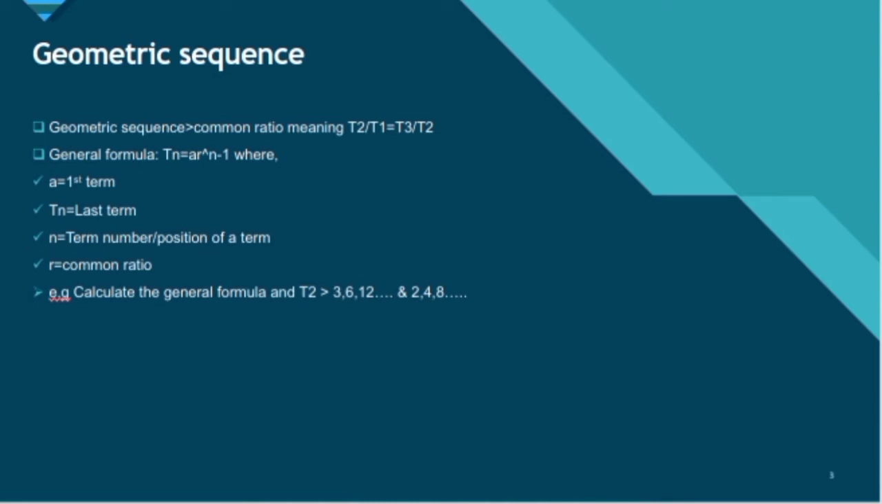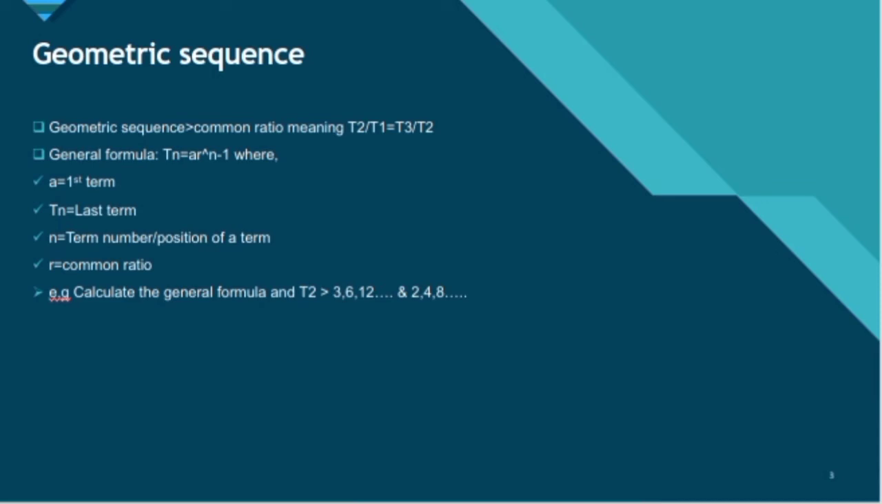The video is short, guys. This is the end of the lesson. If you understood what I was trying to say, you can treat the example below, which I just took from somewhere. Calculate the general formula and term number 2. You have to use the first sequence there: 3, 6, and 12.